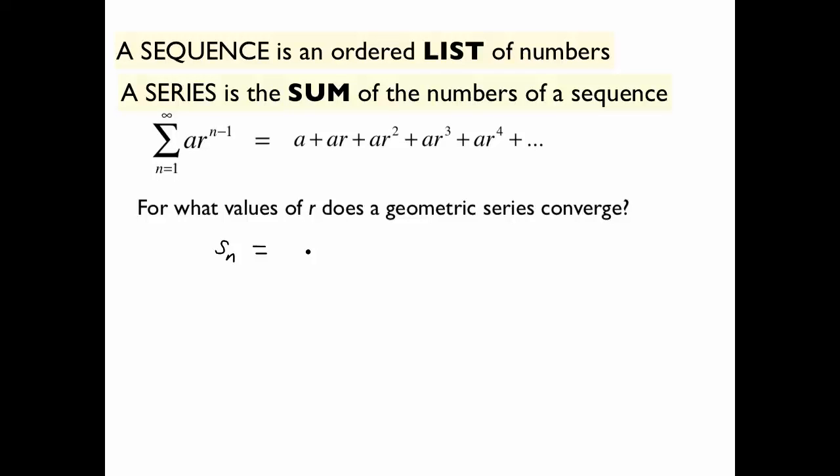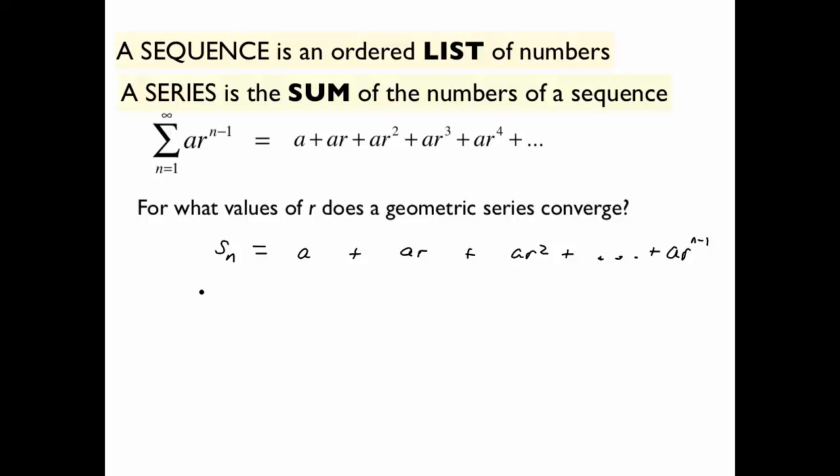So it would be A plus AR plus AR squared. And we're going to keep doing that until we reach AR to the n minus 1. The first term is the A term. So this is the first n terms, and this is actually a sequence. The next term in the sequence, you just add one more term of the series. And then the next term of the sequence, you add the next term. Okay? So this is the nth term of that sequence.